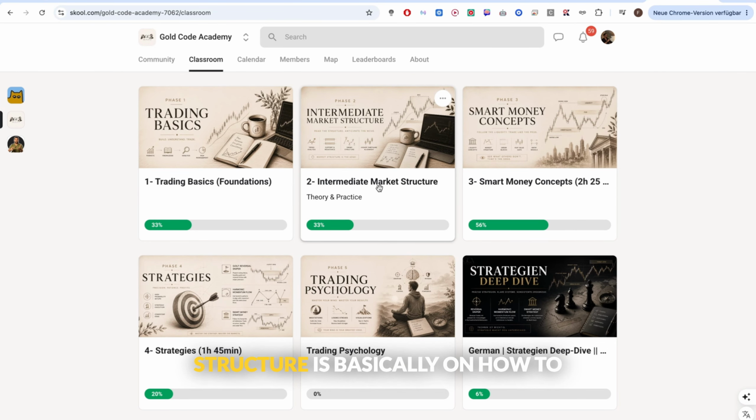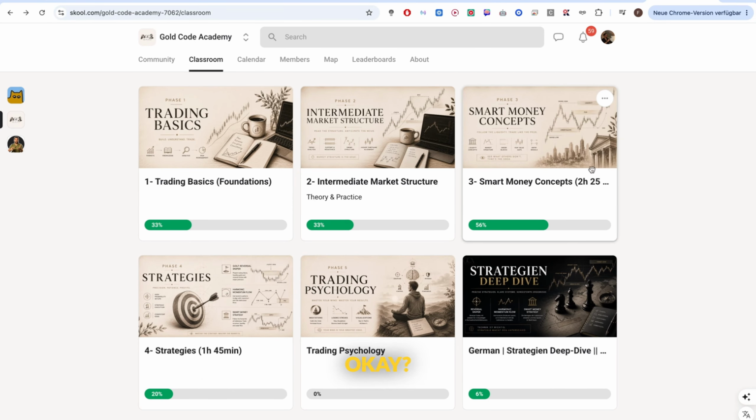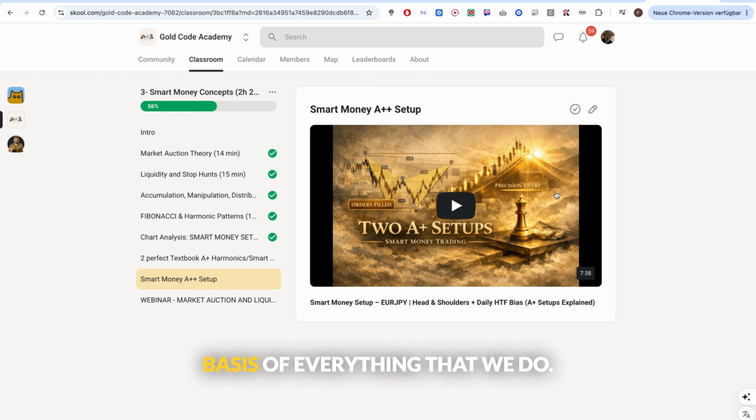Intermediate market structure is basically how to identify a trend, higher highs, higher lows, reversals, contractions, main impulses, etc. This is the basis that you're going to need in order to get to level 2 of trading. Then you just watch the Smart Money Concepts course, which is the theoretical basis of everything that we do. Here we'll deep dive into the different concepts that we use: liquidity, stop hunts, accumulation, manipulation, distribution, Fibonacci, harmonic patterns.